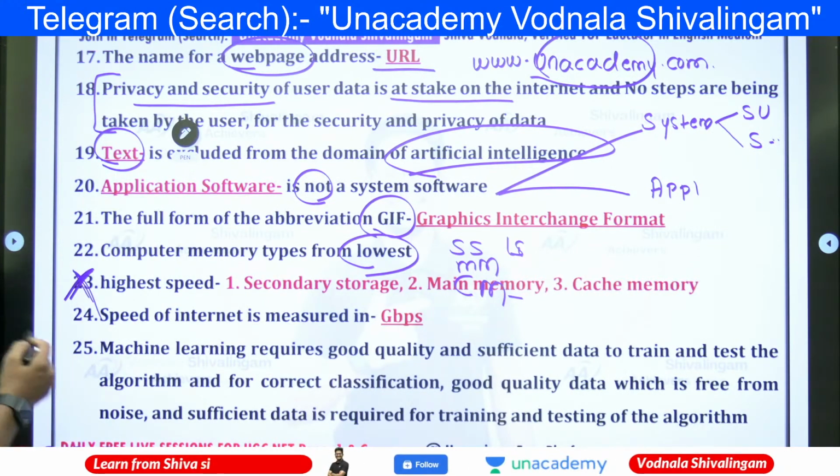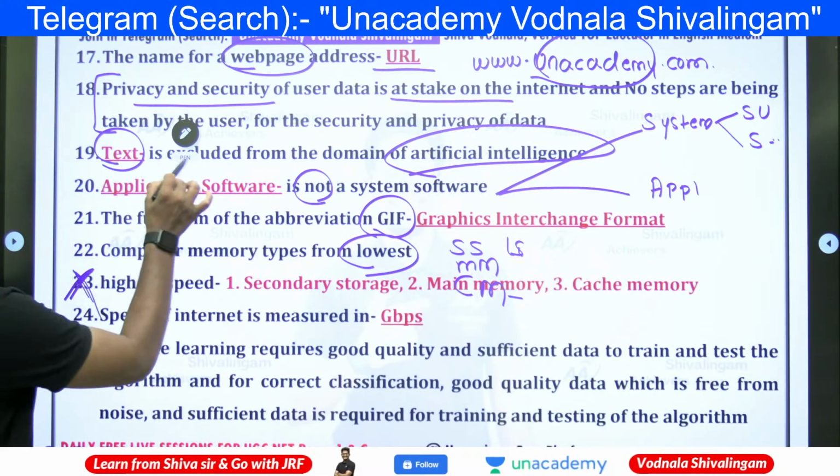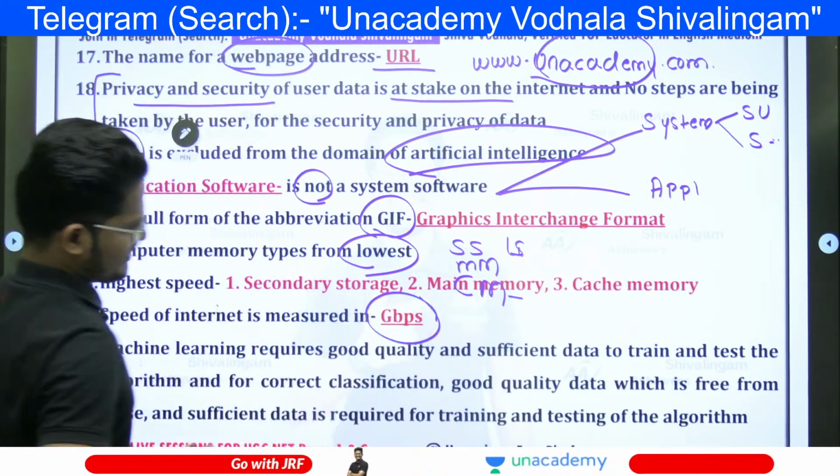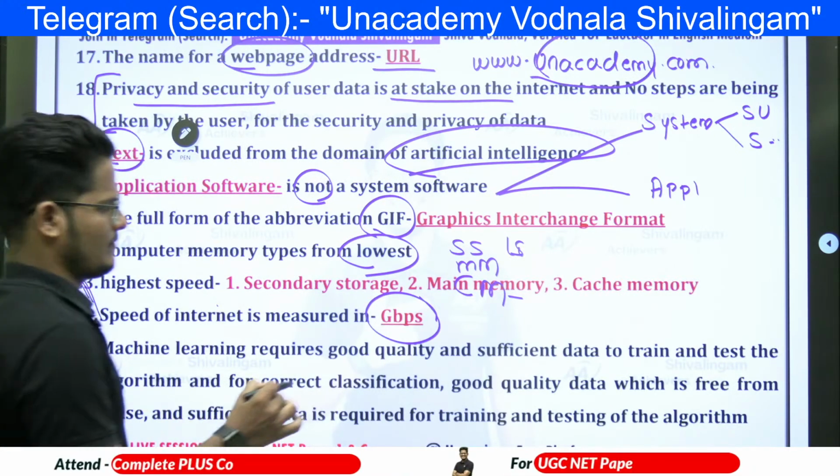Right. Next, the speed of the internet is measured in Gbps, gigabits per second.